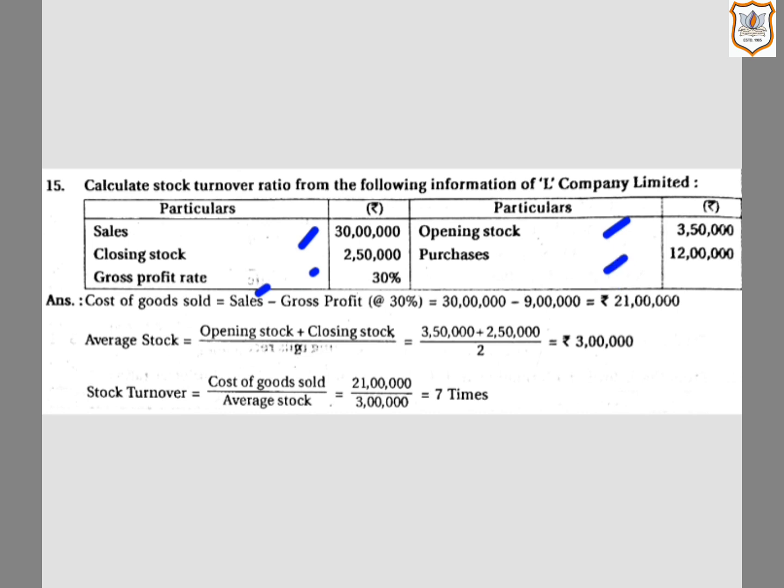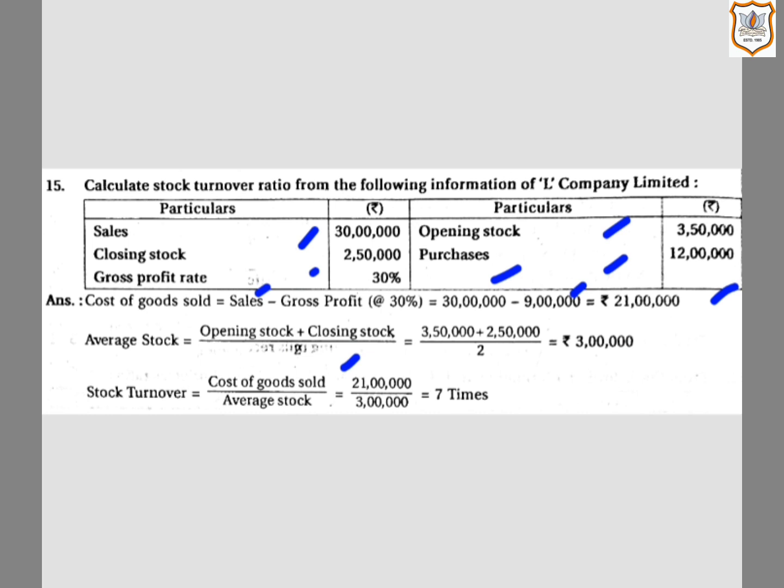So formula for stock turnover is cost of goods sold upon average stock. So for this we need to calculate cost of goods sold. We know that cost of goods sold is equal to sales minus gross profit. So sales we are given, that is 30 lakh, minus gross profit, that is given 30%. 30% means 30% of 30 lakh, 30% of sales. So that comes to 9 lakh. So 30 lakh minus 9 lakh, that comes to 21 lakh, that is cost of goods sold.